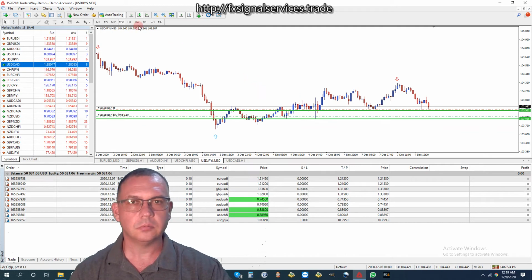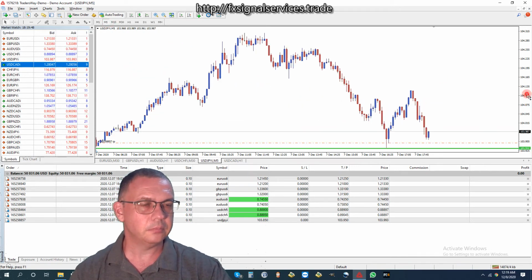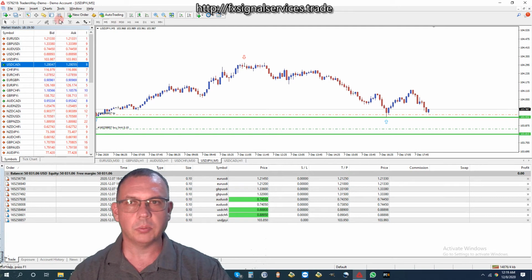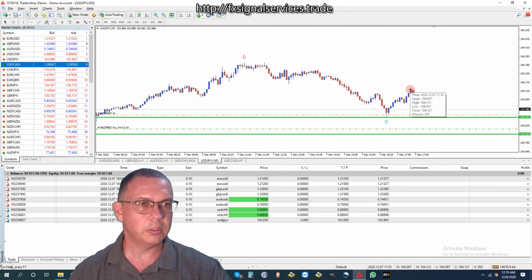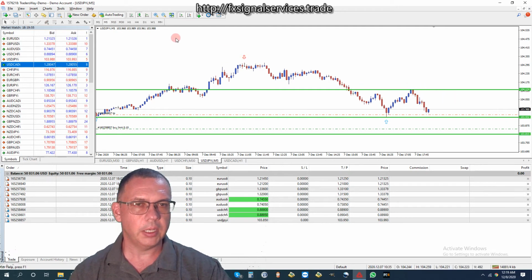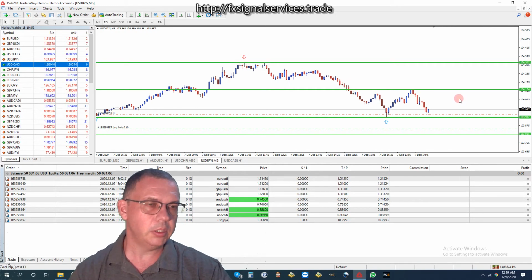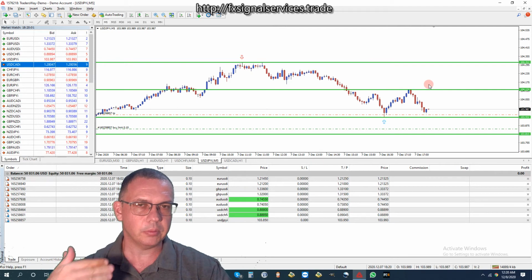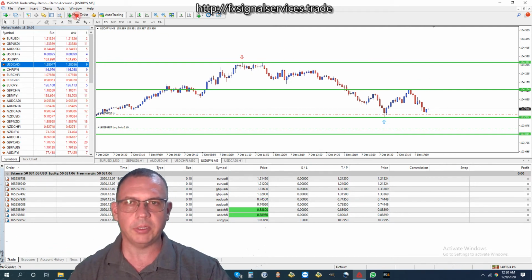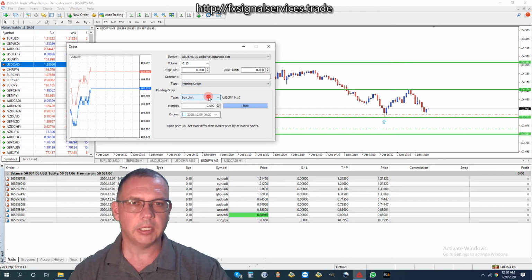And then if you go down to like a 5 minute, watch this. Something I noticed, there's a resistance right here, and then there's another resistance up here. So what I want to do is put a buy stop here with a 100-point take profit as well.